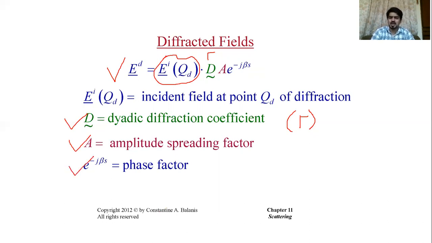and in the end you will always have some phase factor. We also had a phase factor when we defined the reflection coefficient. So what I'm trying to say is that we define diffracted fields the same way we derived or defined the reflected fields. Instead of a reflection coefficient, now you have a dyadic diffraction coefficient, and also the diffracted fields are going to be proportional to the incident field at q equals qd point.